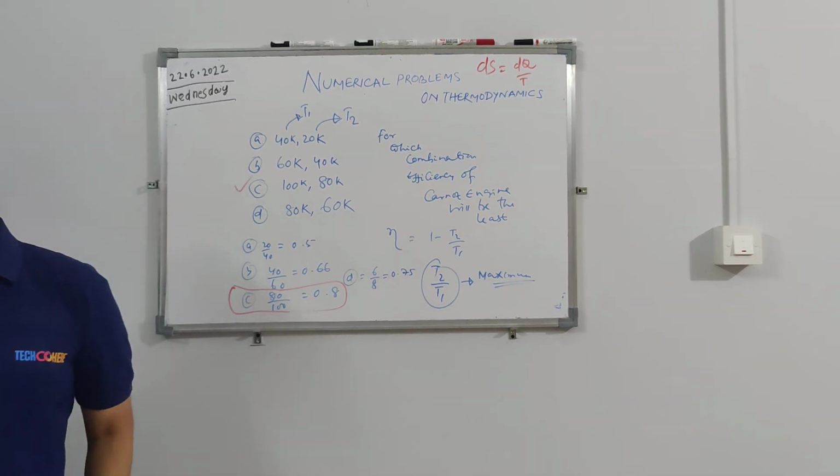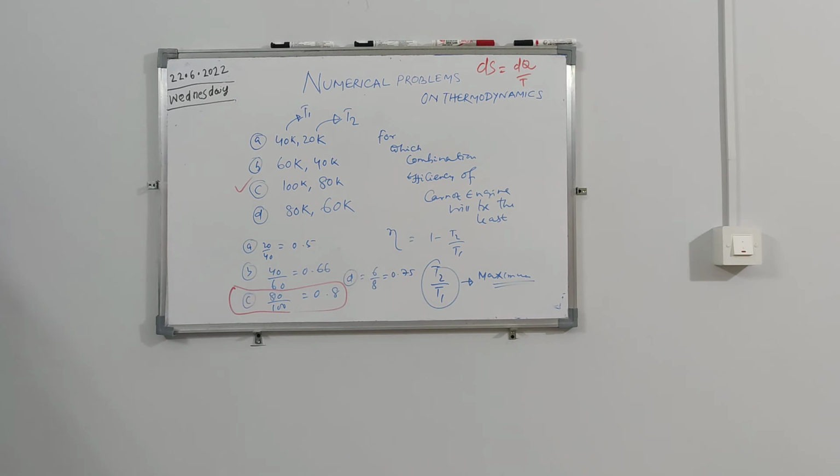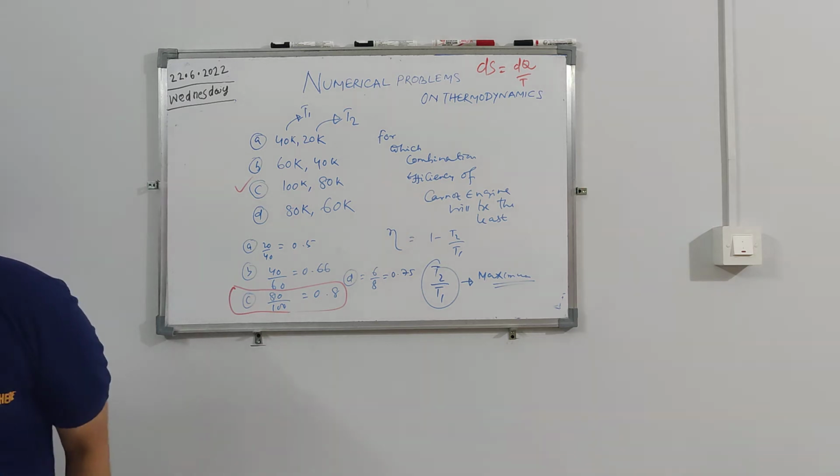Then we'll try to do some numericals on specific heat. We have done mostly efficiency related problems so far. First we will try to find out the relationship between Cv and R.